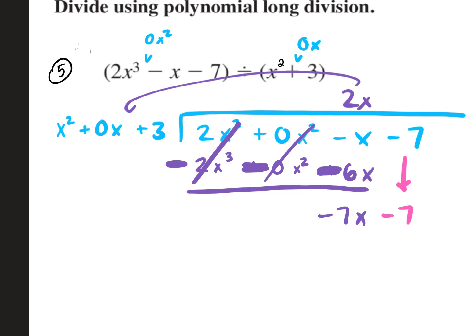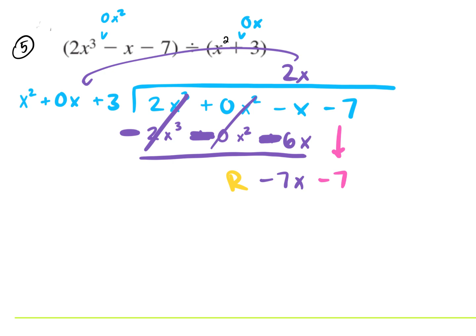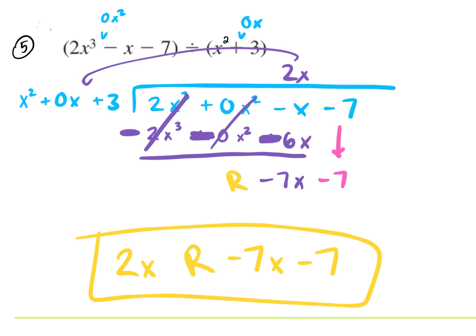What do I do next? Divide. What's negative 7x divided by x squared? You can't do it, so what am I left with? The remainder. When you can't divide anymore, whatever you have left is your remainder. So what would my answer be here? Perfect. 2x, remainder negative 7x minus 7. So this was our remainder. We only had one term up top, which is fine. That's possible. Everything left was our remainder because we couldn't divide anymore.